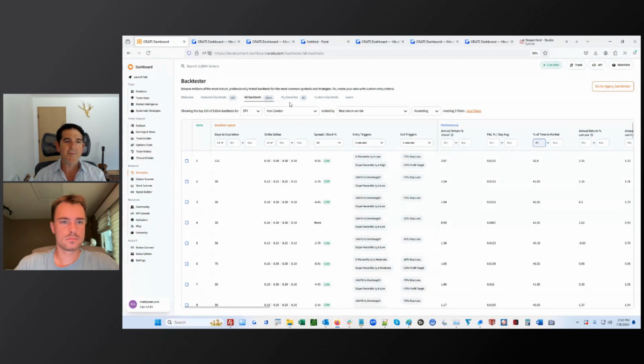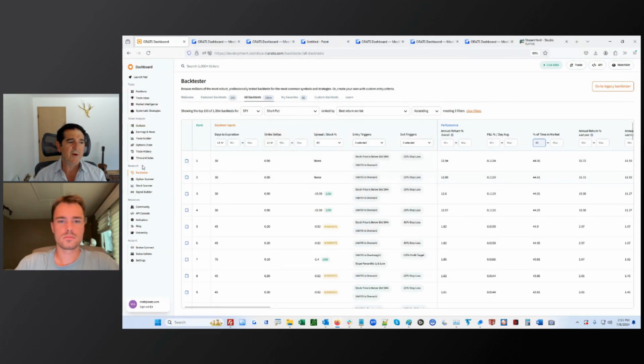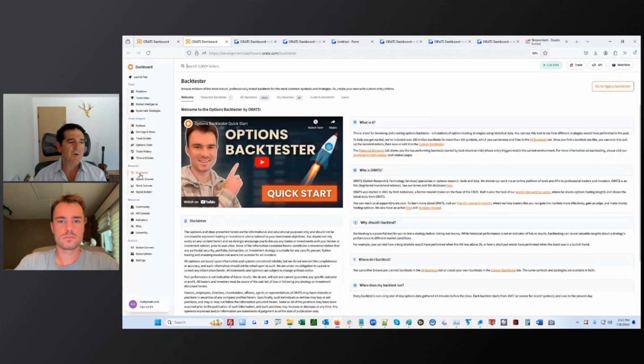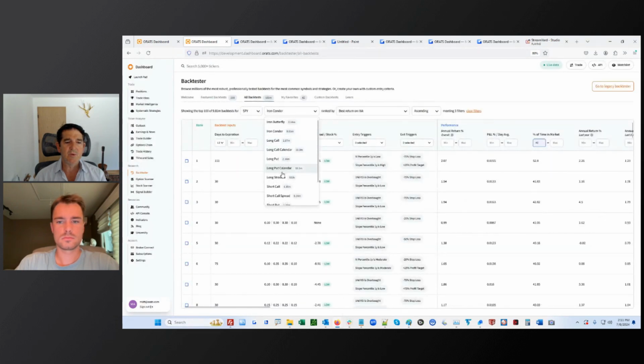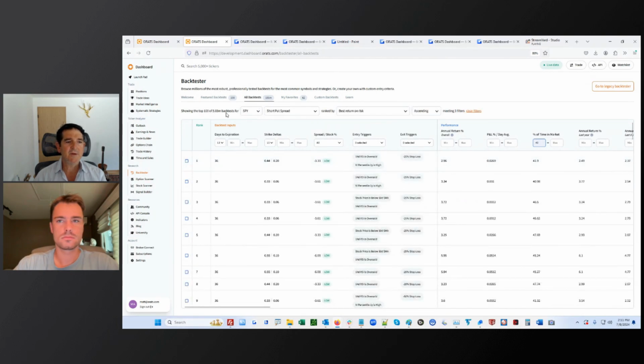The backtester now has 181 million backtests in it. And so you could sort through a lot of different ones and learn a lot from this. Obviously, backtesting is no golden goose, but you could learn a lot from it. So one of the things I wanted to look at was, let's compare a short put with, and then I could open in a different screen, a short put spread.